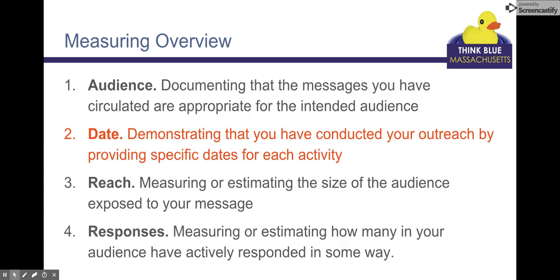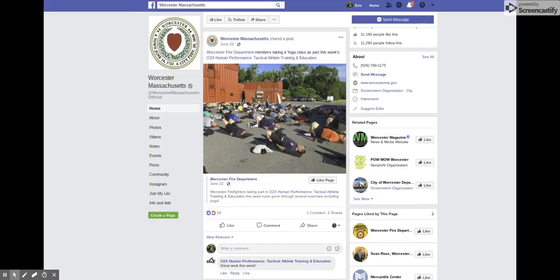Now, the second thing that you can measure, the one that seems so obvious, but in fact is so tricky, is the date. Demonstrating that you've conducted your outreach by providing specific dates on which each activity occurred. More than anything else, you can show the EPA that you're making a good faith effort on your education and outreach requirements when you can attach a date to the things that you did.